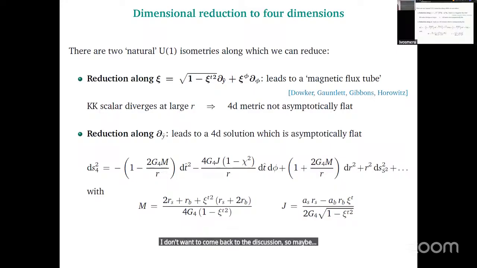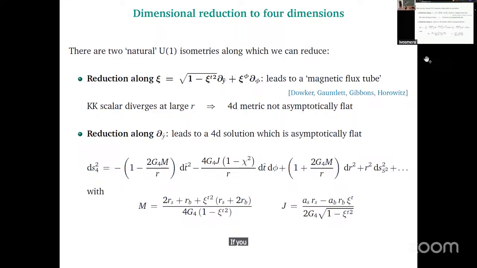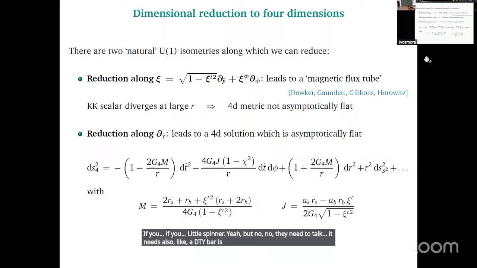But we want to understand the discussion, so let's have the discussion. I mean, it's well explained in Gibbons already. If you have something with twisted periodicity, you need to compactify along this Killing vector. If you like KK Killing spinor, you must compactify on a Killing spinor. Yeah, but not only, dy bar is also kind of a Killing spinor. You can write on your screen. It's shared, so yeah, you can write on your screen.